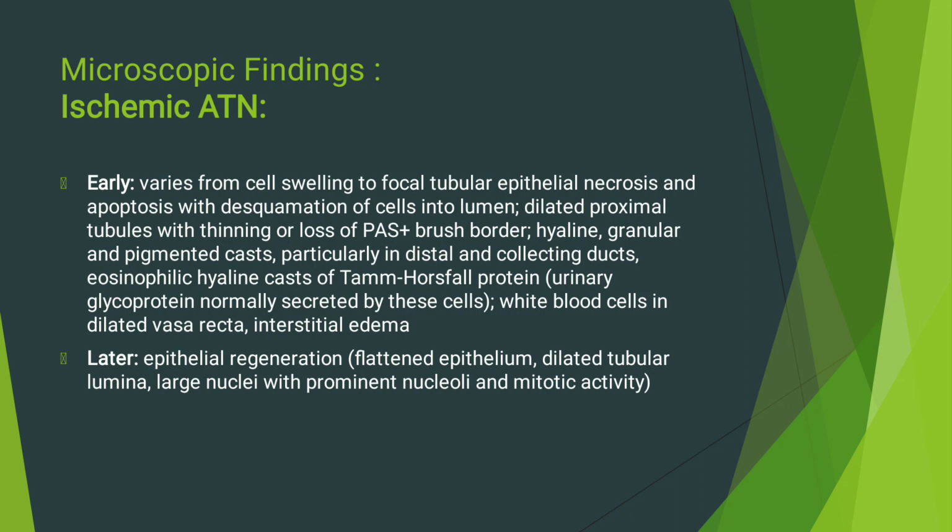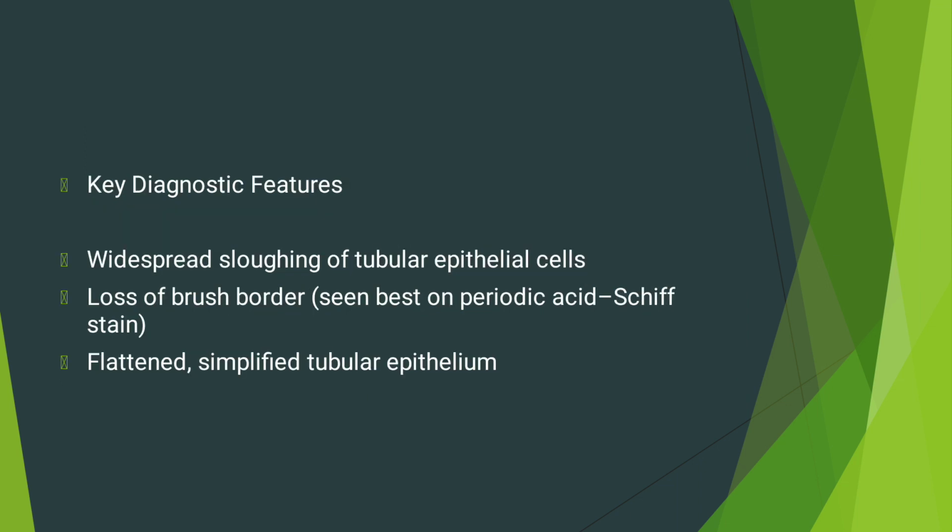In the later phase of the disease, epithelial regeneration is seen, which is characterized by flattened epithelium, dilated tubular lumina, large nuclei with prominent nucleoli, and mitotic activity. So, the key diagnostic features for acute tubular necrosis are widespread sloughing of the tubular epithelial cells, loss of brush borders, which is best seen on periodic acid Schiff stain, and flattened simplified tubular epithelium.